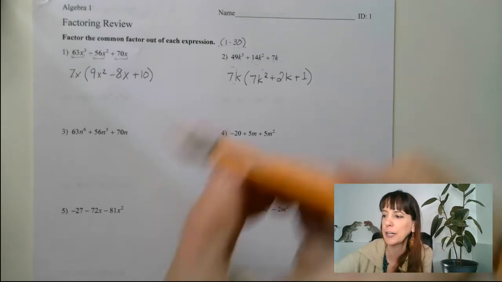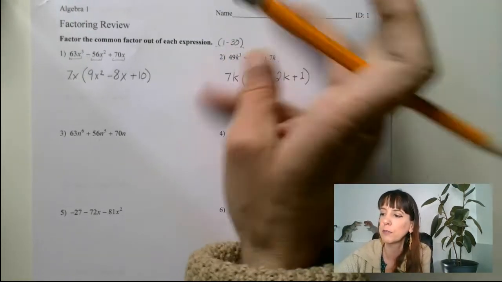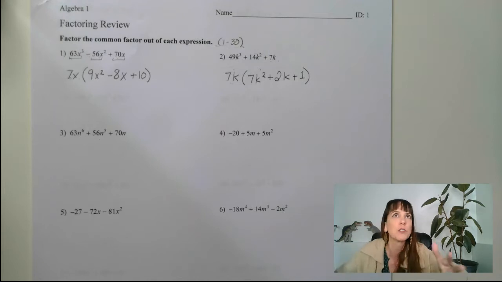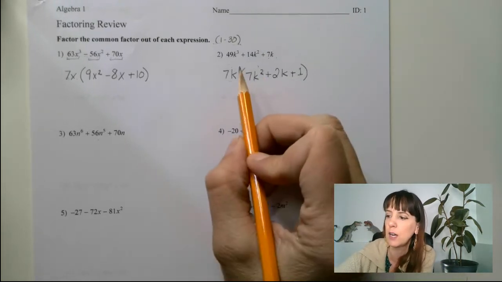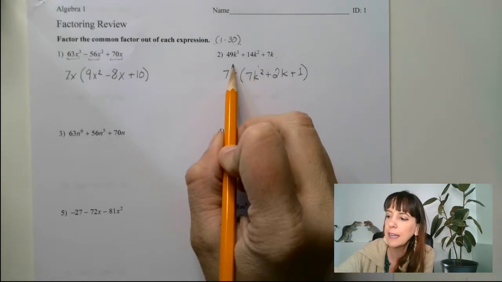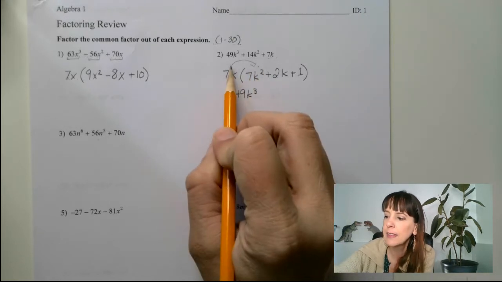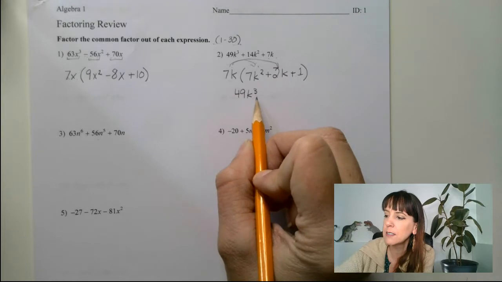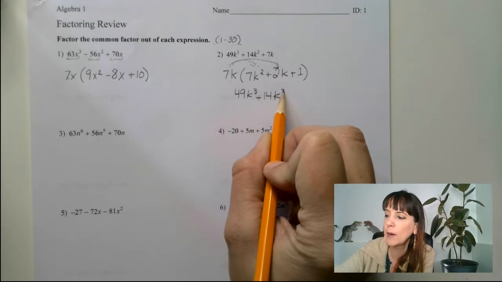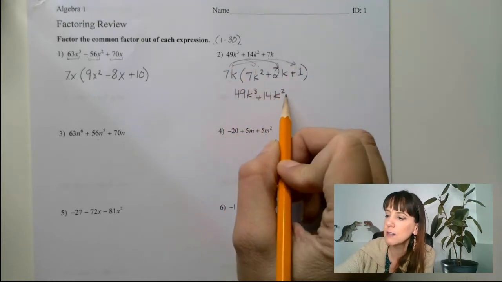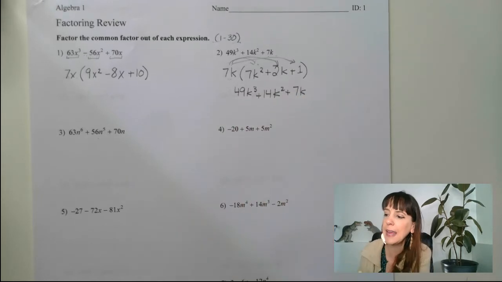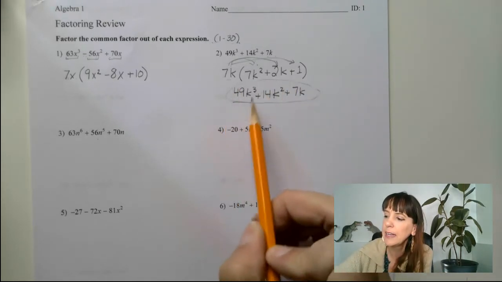If you wanted to go through and check your work, you could absolutely do the reverse. This is basically reverse distribution. And so you can do the distribution property, right? We say, hey, this times this gives us 49k to the third. This times this gives us plus 14k squared. This times this gives us plus 7k. And is that what we started with? It absolutely is.